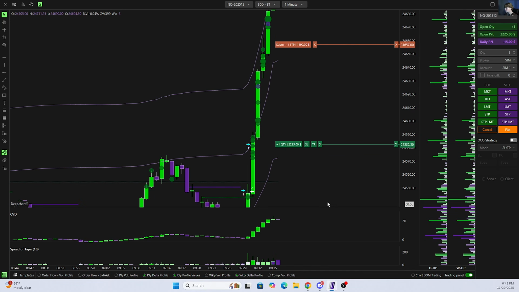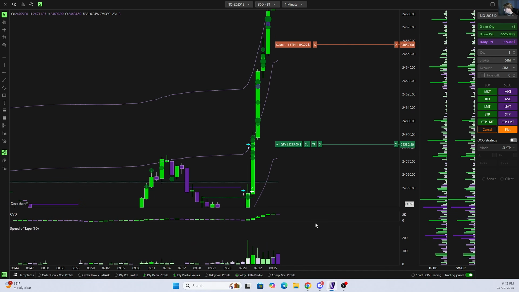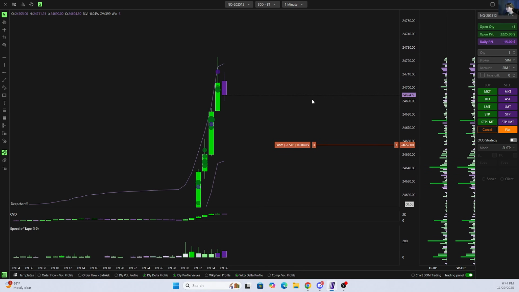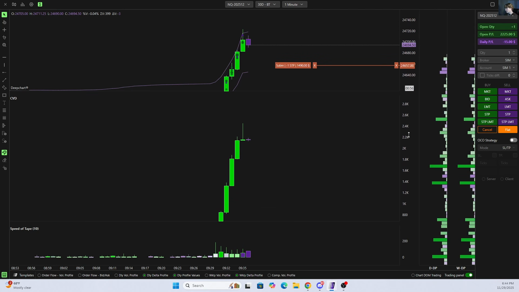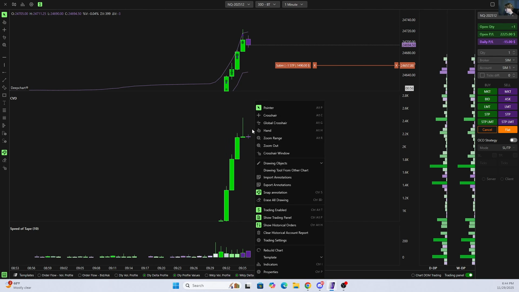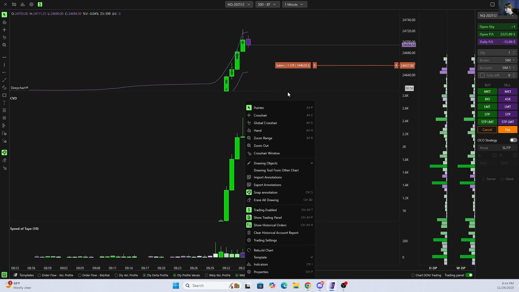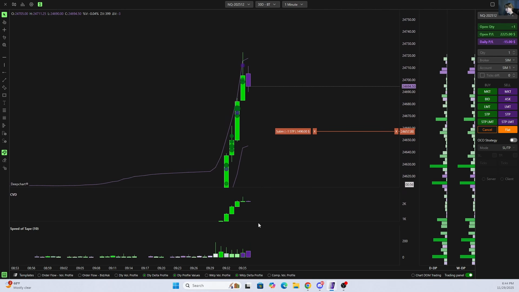You also look at the CVD and the speed of the tape. You go, okay, a lot of buying, selling at this upper wick, move down. It's also the first time that we have a candle on the CVD that's bearish as well, and a huge upper wick on the bullish one. And it's the first time that the speed of tape candles are not green, right?